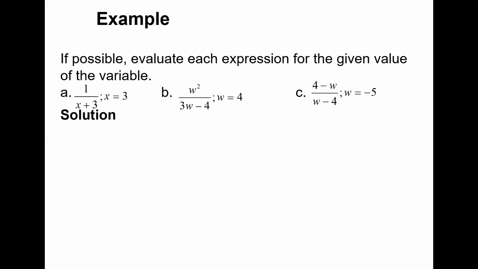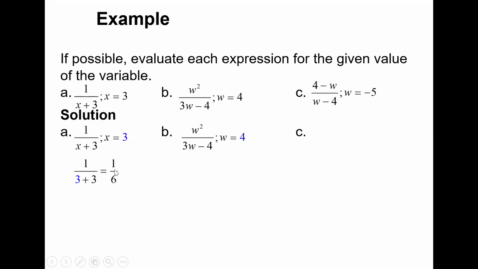If possible, we're supposed to evaluate each expression for the given value. So all we're doing is plugging in this 3 here for x. When we do that, plugging in 3 here, we should get 1 over 6. So we're just plugging in 3, we get 1 over 6.